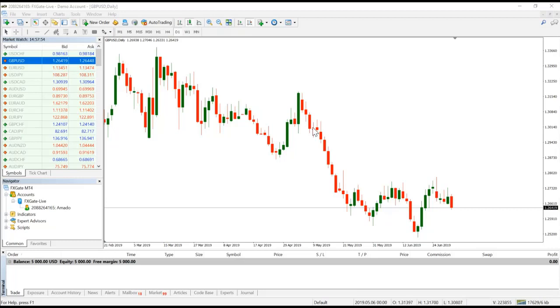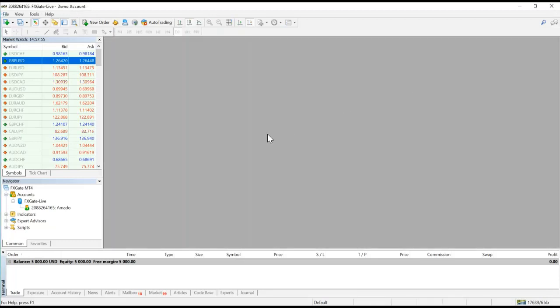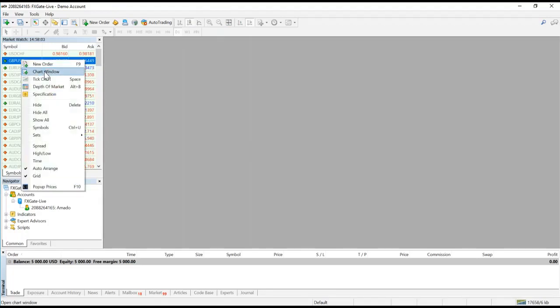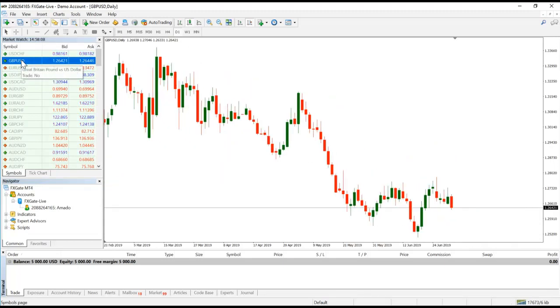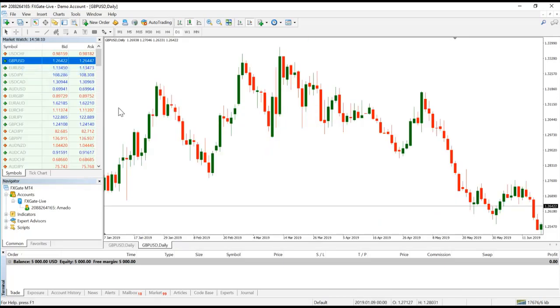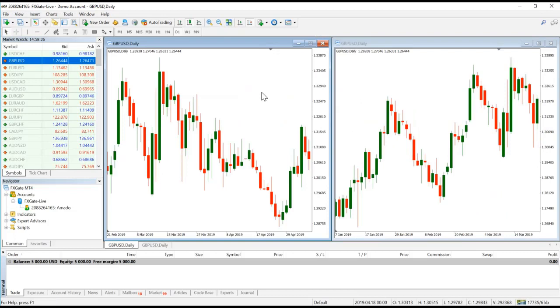So let us start with a blank screen. Please right-click on the Market Watch page on the pound-dollar pair. Then select Chart Window. Do this again. You may only see one chart, but the two tabs below tell us that we actually have two pound-dollar daily charts available. To view the two charts, click on the tile button to arrange the two windows.